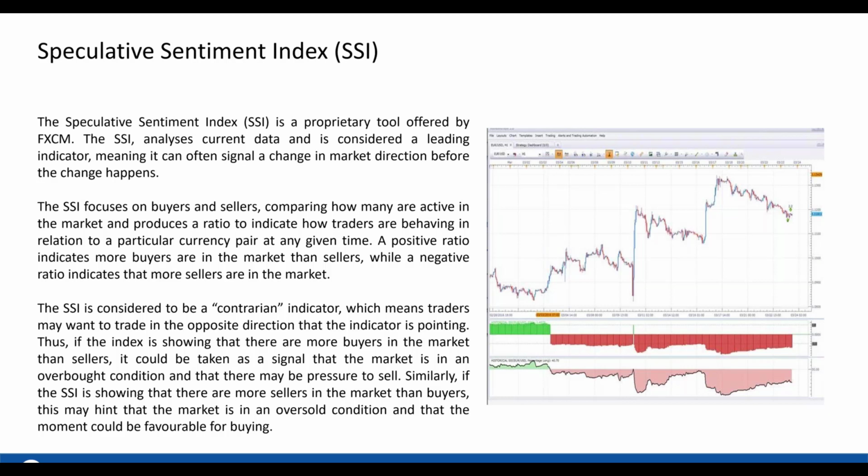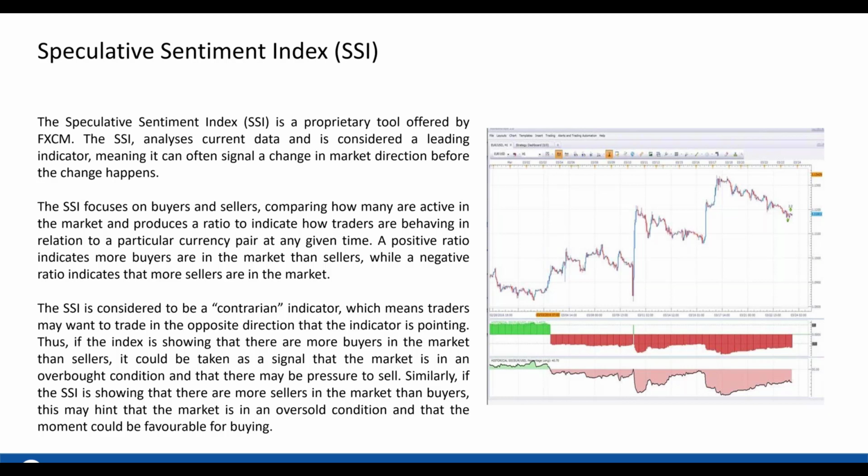A positive ratio indicates more buyers are in the market than sellers, while a negative ratio indicates that more sellers are in the market. The SSI is considered to be a contrarian indicator, which means traders may want to trade in the opposite direction that the indicator is pointing.